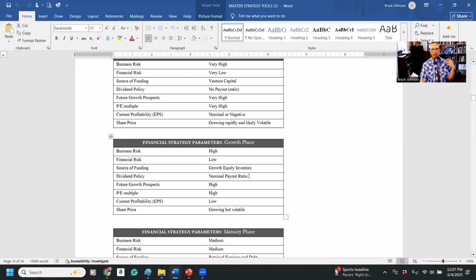Dividends should not be paid out when you're in the growth phase. All the earnings should be plowed back in. Future growth prospects should be high. The P/E ratio should be fairly high, but not obscenely high.